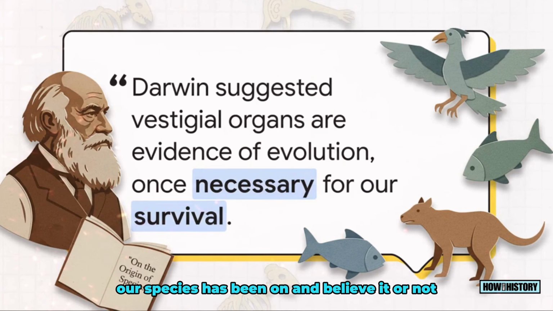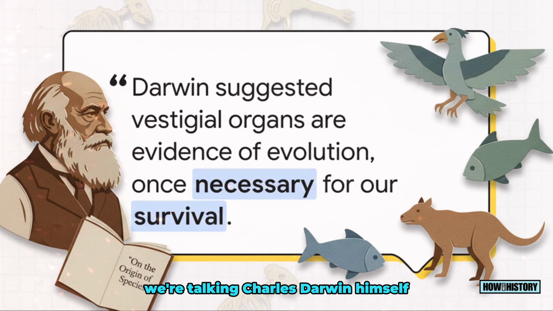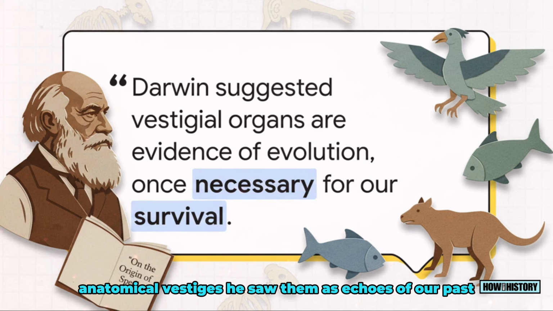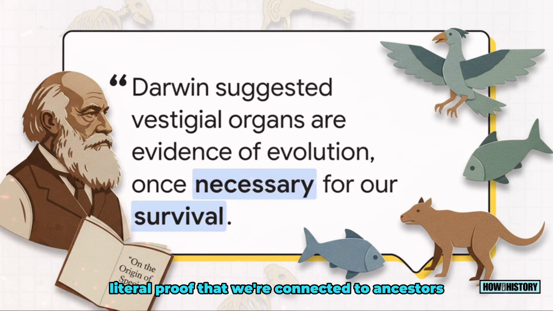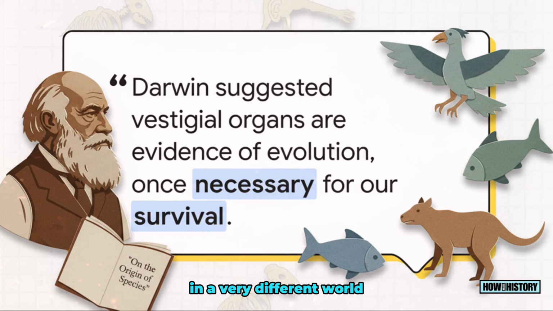And believe it or not, this isn't some newfangled idea. We're talking Charles Darwin himself. In his book, On the Origin of Species, you may have heard of it, he pointed to these things he called anatomical vestiges. He saw them as echoes of our past, literal proof that we're connected to ancestors who really needed these parts to make it in a very different world.